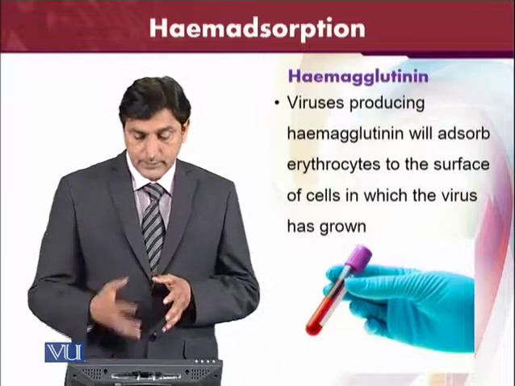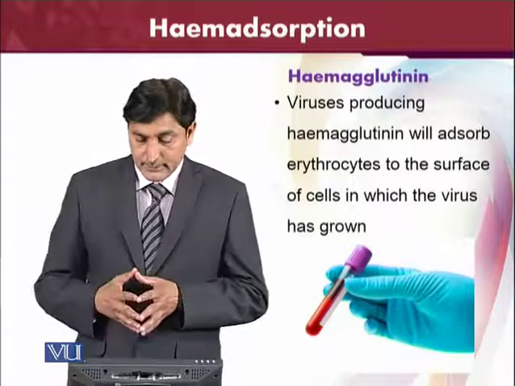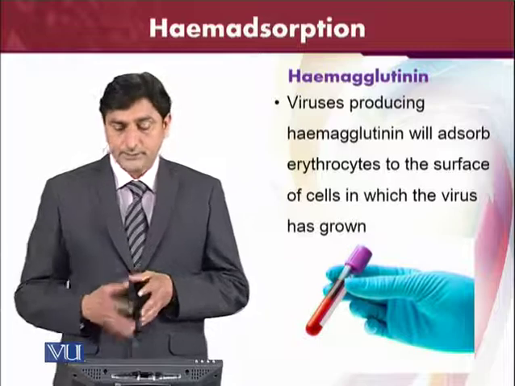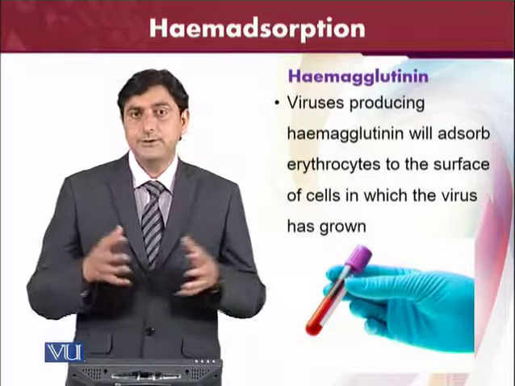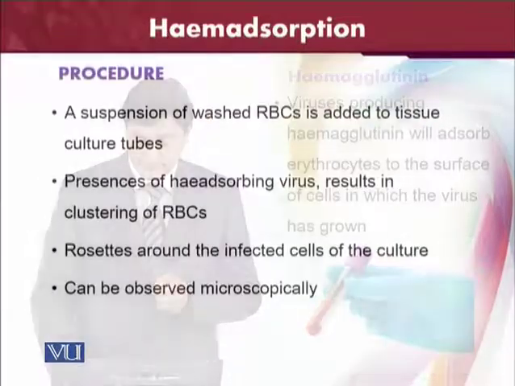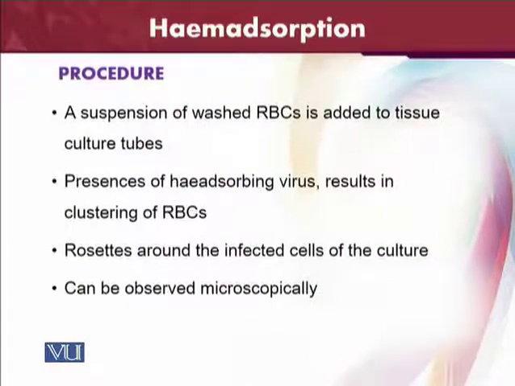At the bottom there are the RBCs. However, not at the bottom, at the supernatant, there are the viruses which are just captured with the RBCs. Therefore, on the basis of the heme agglutinin, we can also use the heme absorption test and heme absorption inhibition test. The procedure is that a suspension of washed RBCs is added to tissue culture tubes. Of course, it is also based on the red blood cells.